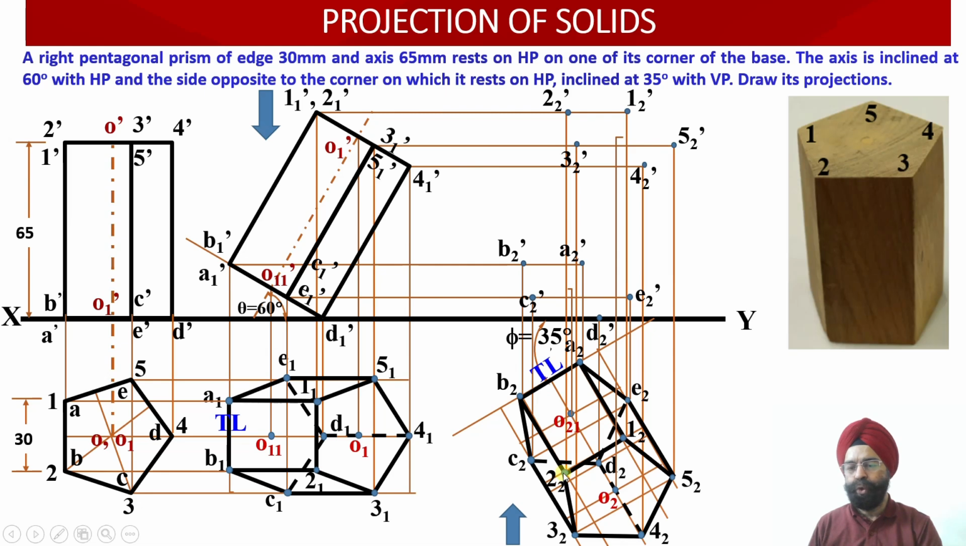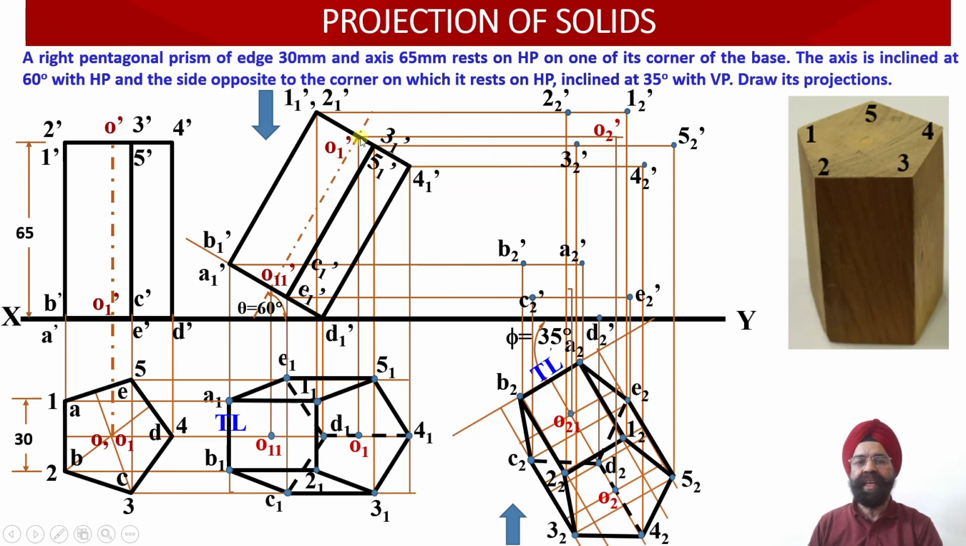Similarly, where is 2₂? 2₂ is available over here. Please check this point. So once we draw a vertical projector through 2₂, this intersection of the vertical projector with this horizontal projector drawn through 2₁' has provided us with the location of 2₂'. Now all the 10 points corresponding to the top face and the bottom face have been evaluated. Let us now evaluate the axis point.